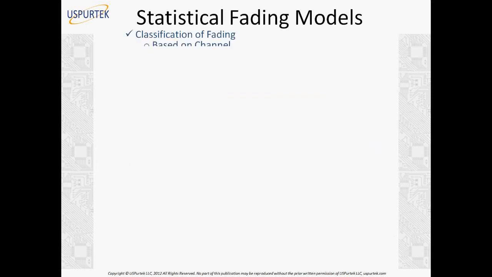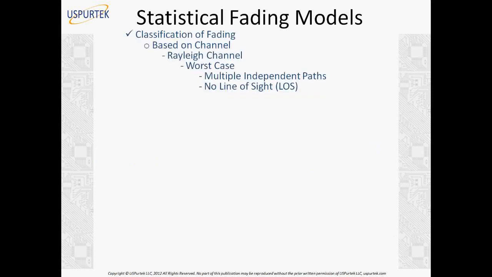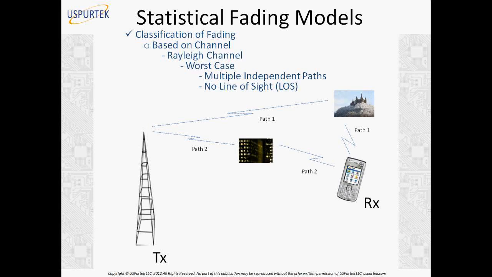So let's move on to the next one, the Rayleigh channel. Now the Rayleigh channel is the worst case scenario. This is the most commonly encountered scenario in cellular communication networks, because you really don't have a line of sight. In a downtown area of a big metroplex, the handset can't see the cell tower. You have multiple independent paths. So it represents a worst case. And Rayleigh is named after the researcher who did research on this type of fading channel. That's why we call it a Rayleigh channel.